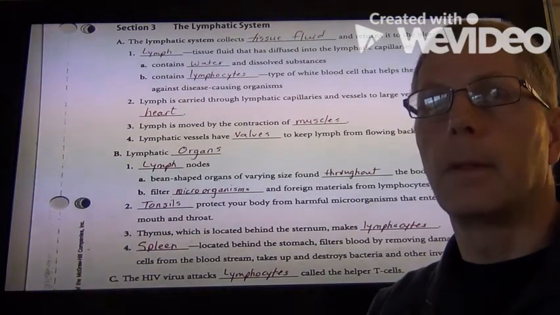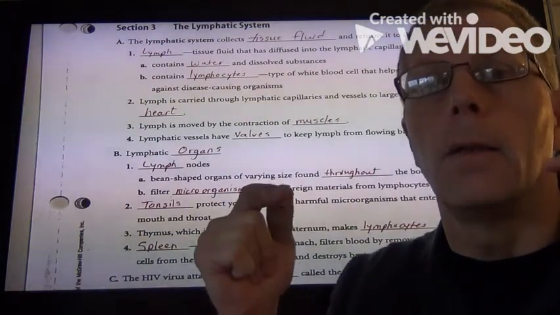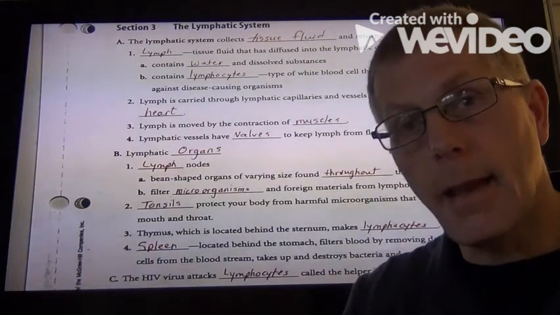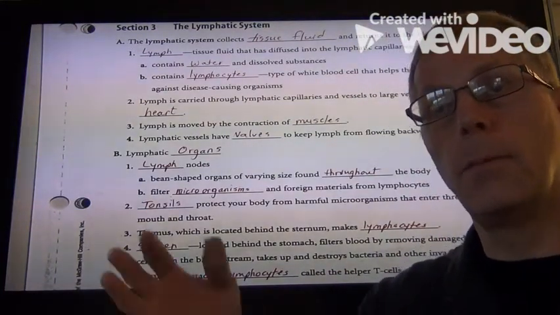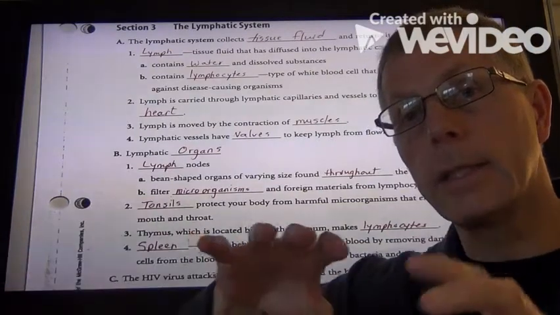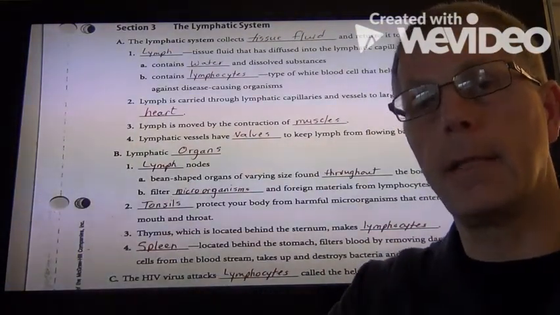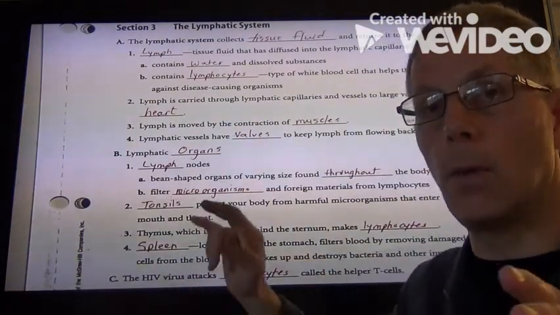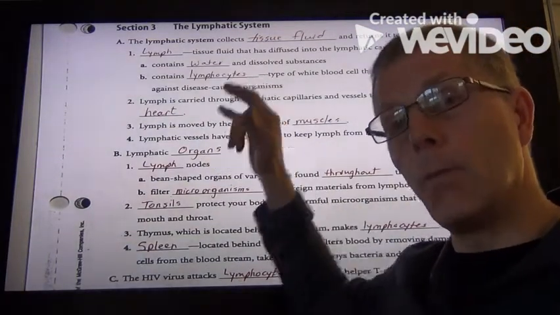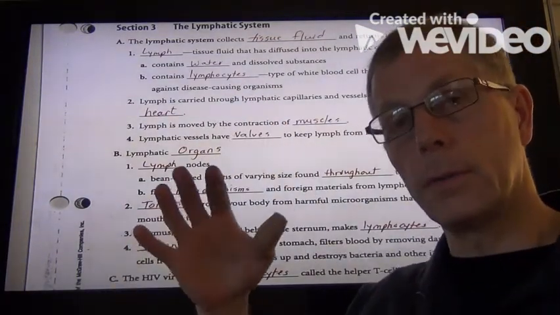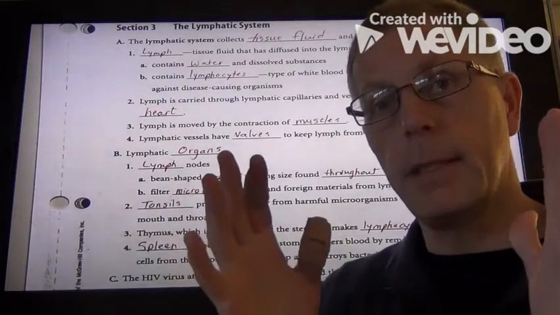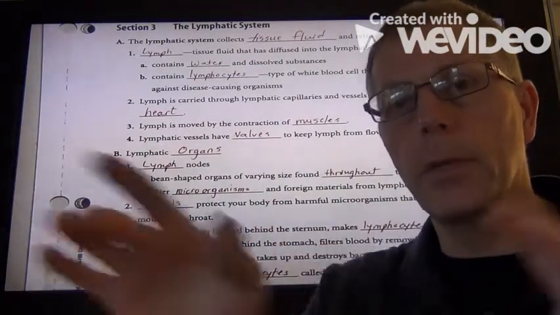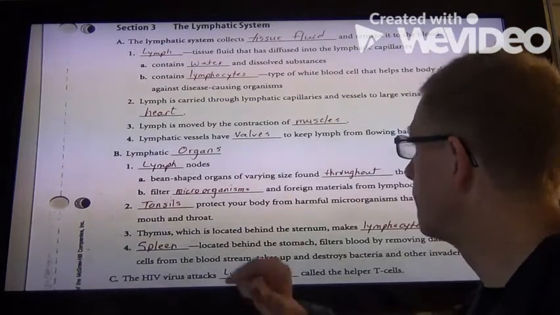All right, let me correct. The lymph does have vessels that they pass through, but the interstitial fluid is what's between all the cells and the organs. I don't think I made that clear a second ago. So there are lymph vessels, and when you stretch and yawn, those lymph vessels get compressed and squeezed, and that's what pushes your lymph throughout your body.